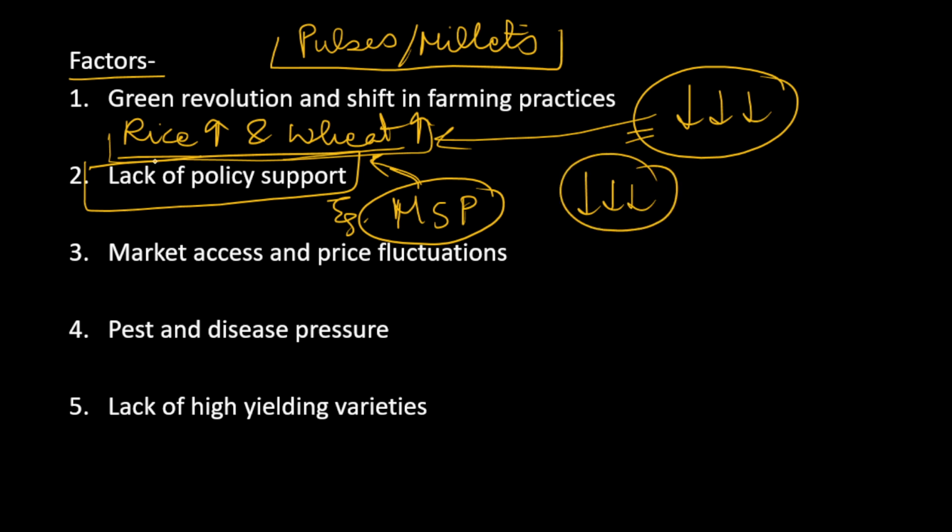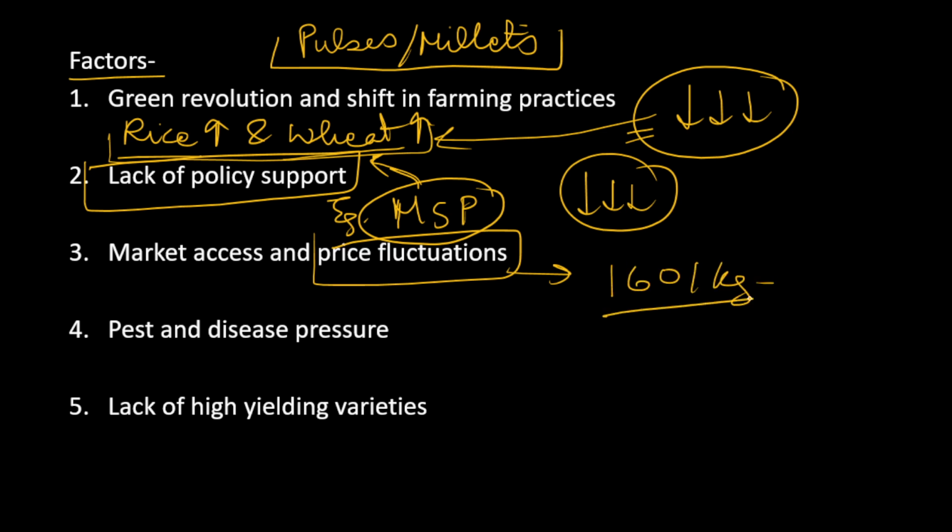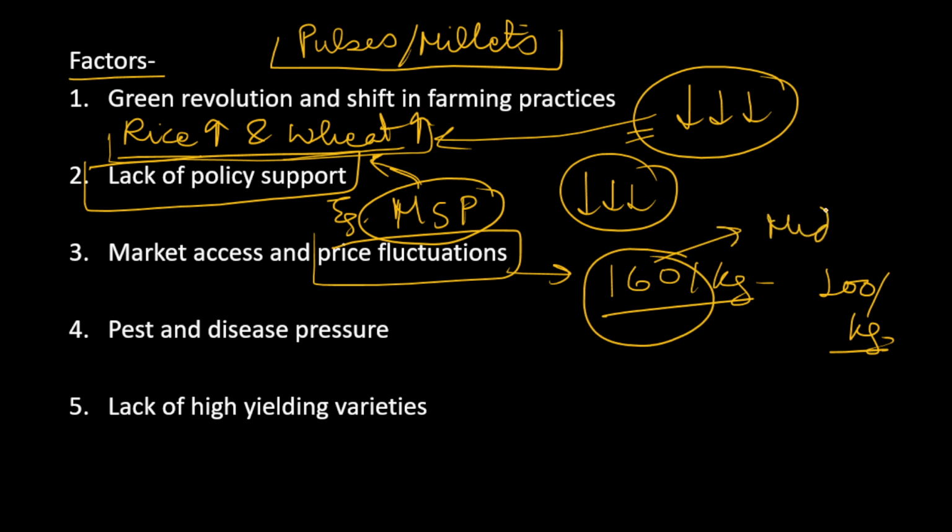Next, market access and price fluctuations. We all see that the price of pulses fluctuates very rapidly. Sometimes it will be 160 per kg, and after a month it can decrease to 100 per kg. It is a problem because first of all its production is low, and there are fluctuations in market prices, and most of the benefits of these prices are taken by middlemen instead of farmers. Whenever there is a price rise, the farmers do not get that benefit.